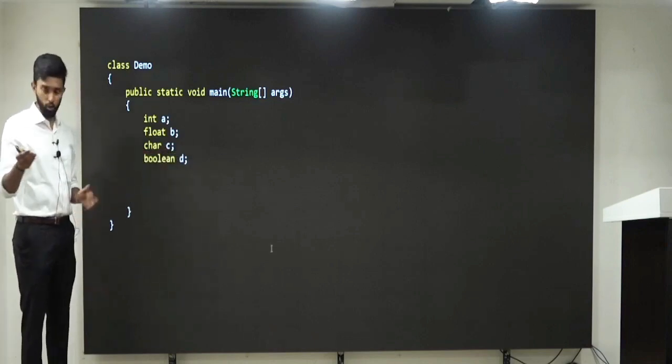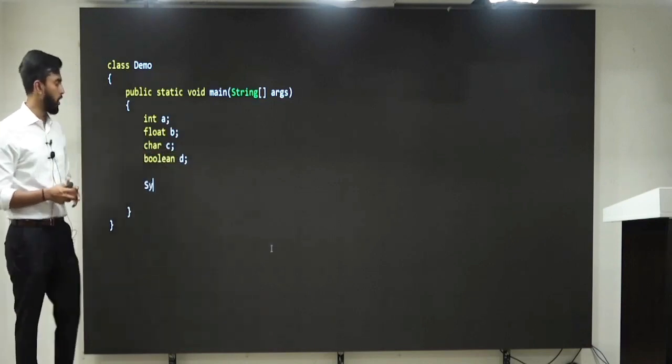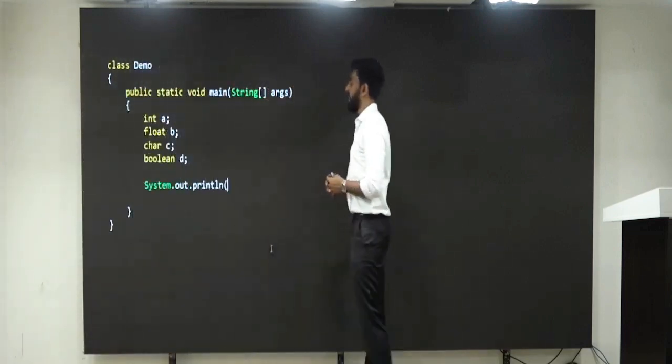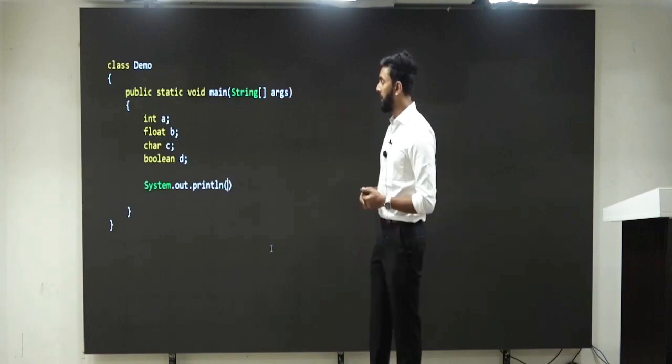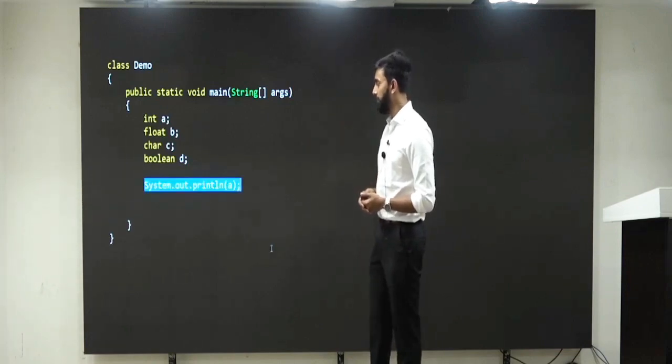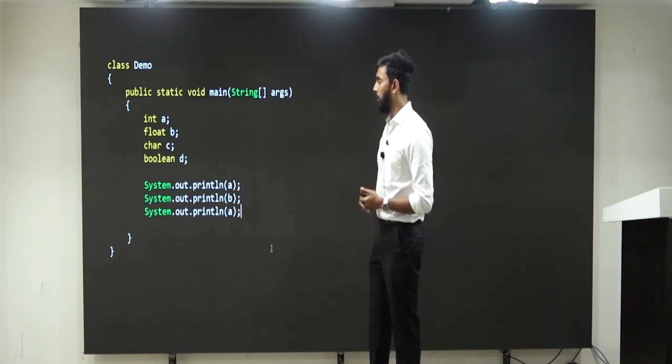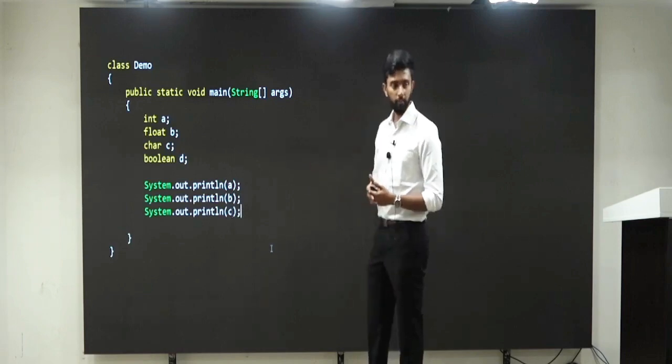I just want to print to show you what is inside. System.out.println. Inside that I will print A. Next, duplicate that line. I will print B. I will also print C. I will also print D. I'm just printing them. Clear till here?